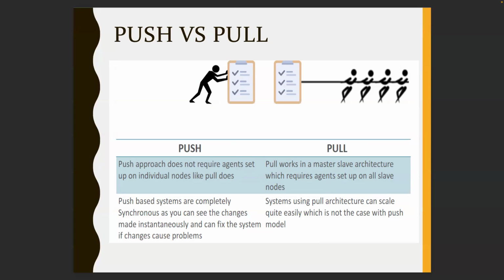But that's not the case with pull-based servers like Puppet. A Puppet agent should be installed on all the machines, which will pull the configurations.